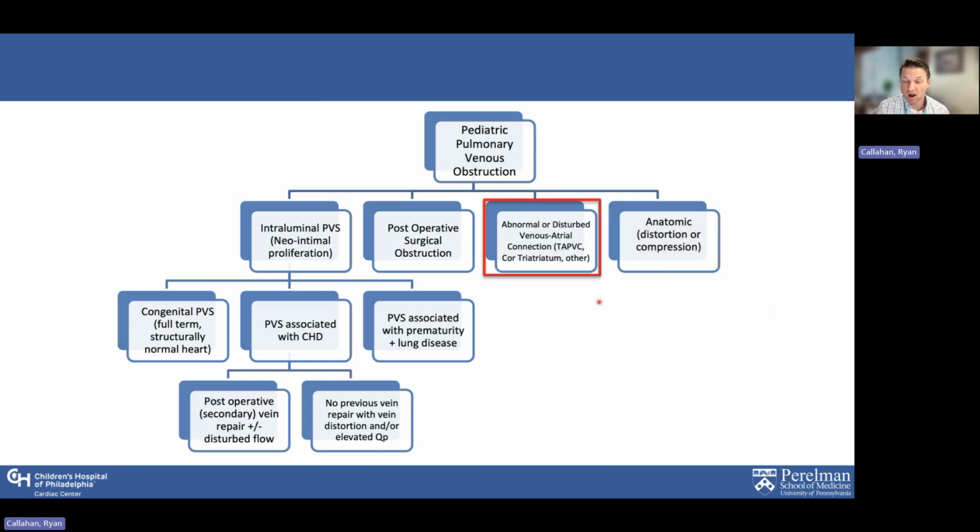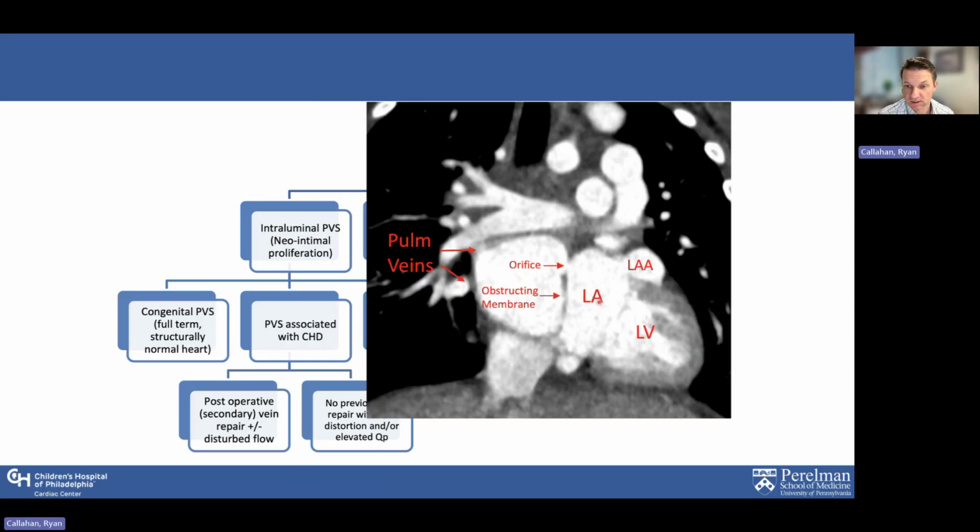We can have just odd connections of the pulmonary veins that patients were born with, or membranes inside the heart, which can cause disturbed flow, but not PVS. Here's an example of an obstructing membrane within the heart. This is called cor triatriatum.